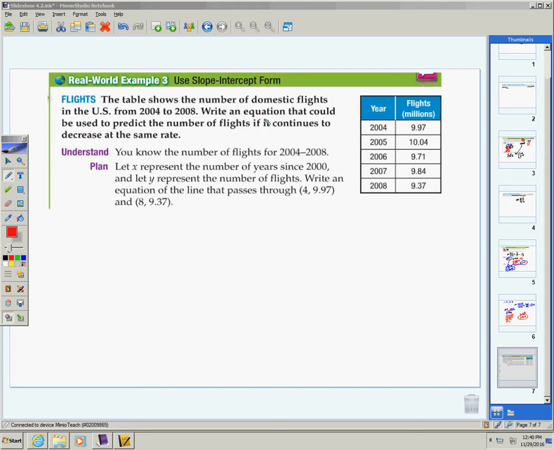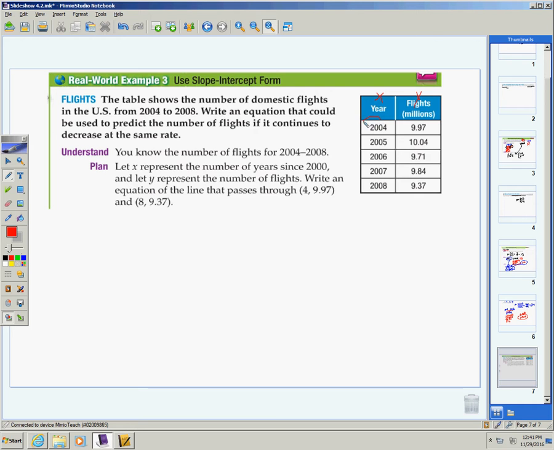We've got a table that shows the number of domestic flights in the U.S. from 2004 to 2008, and we want to write an equation that could be used to predict the number of flights if it continues to decrease at the same rate. And whenever you're given a table, what I like to do is label the table X and Y. Almost always your years are going to be your X values. And this just helps me get organized as far as knowing which values to use for what.